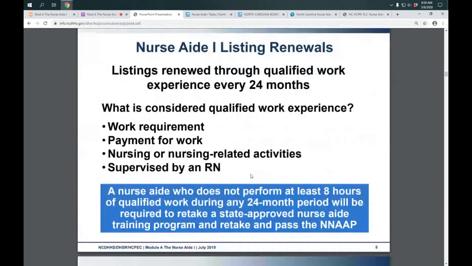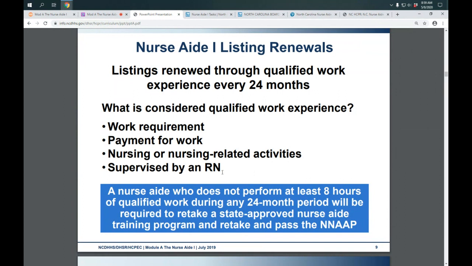All right, your listing renewals, what do you have to do to keep that registry? Well, it's not hard, really. We're talking about a 24-month period. A 24-month period. You have to work 8 hours. 8 hours. That's it. You just have to work 8 hours. However, that 8 hours cannot be for grandma doing her laundry, okay? You have to, number one, receive payment for it. You have to receive payment, and it has to be some sort of nursing or nursing-related activity.